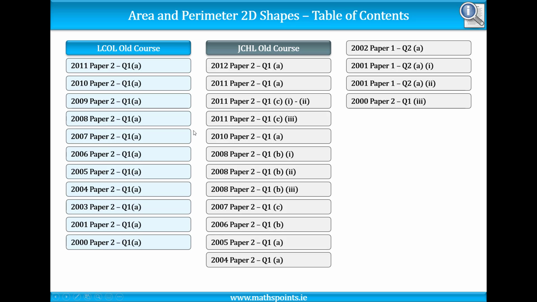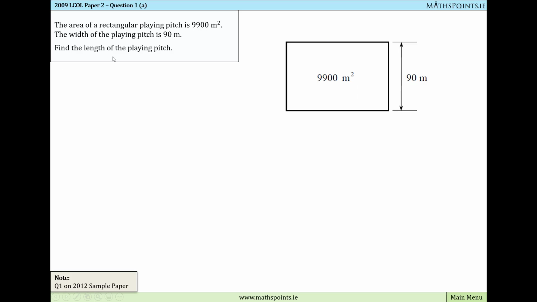So let's take a look at the area and perimeter question from the 2009 Cert Ordinary Level paper. We're told that the area of a rectangular playing pitch is 9,900 meters squared. So we can see here that the area of this pitch is 9,900 meters squared, and we've also been given that the width of the pitch is 90. So the question is to find the length of the playing pitch. So we're looking for the distance from there to there, and call it the length.